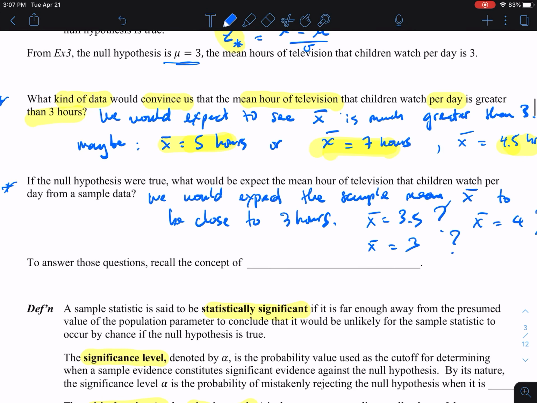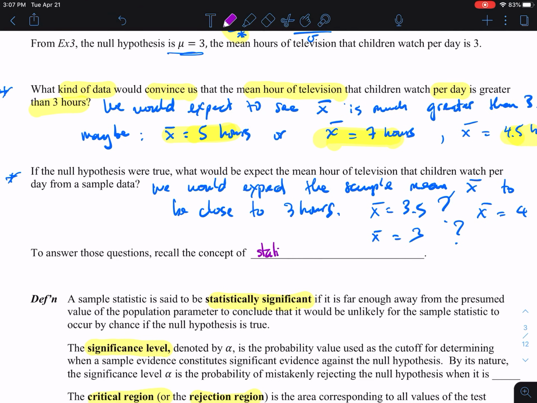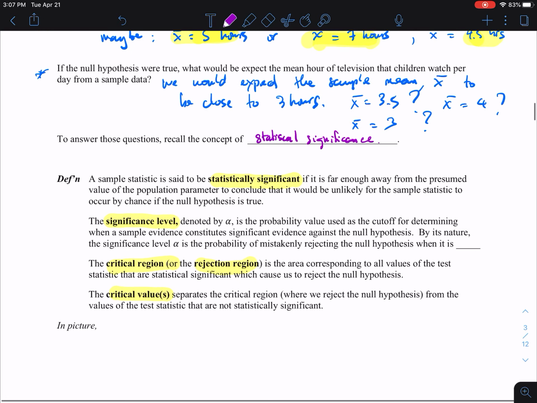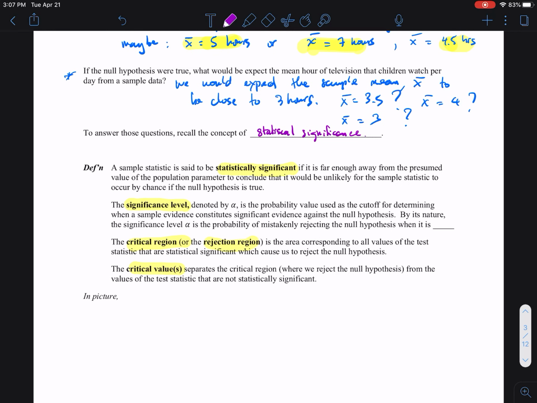To answer those questions, we're going to recall the concept of statistical significance. I spelled this wrong here. This is the concept that we studied way early on in the semester, in chapter 1, I believe. Here's some more definitions for this lesson. Bear with me on this one. There are several different definitions here, so we're going to go ahead and read the first one.